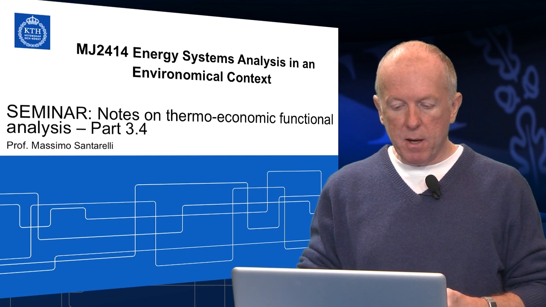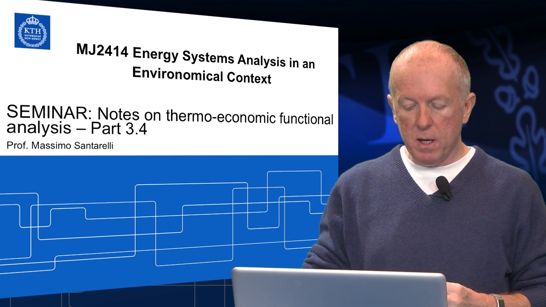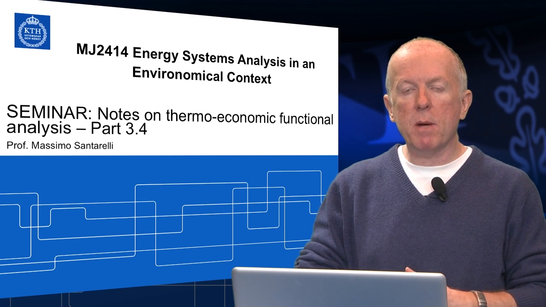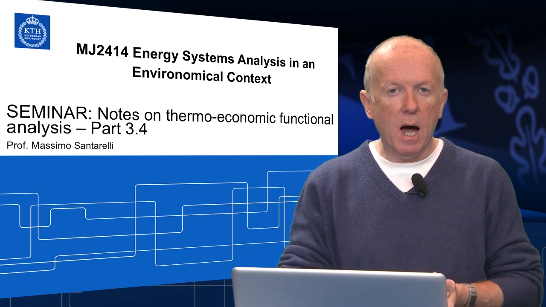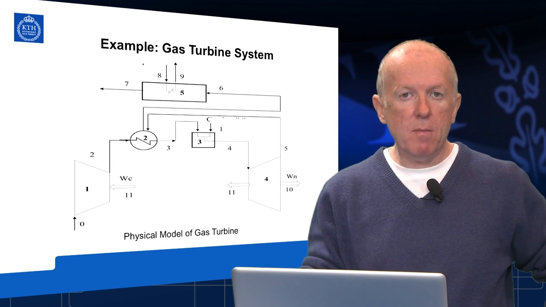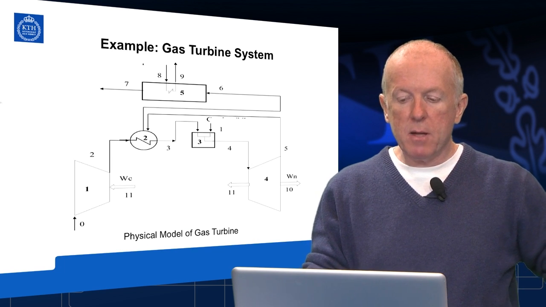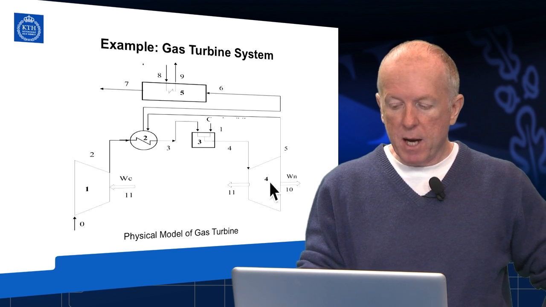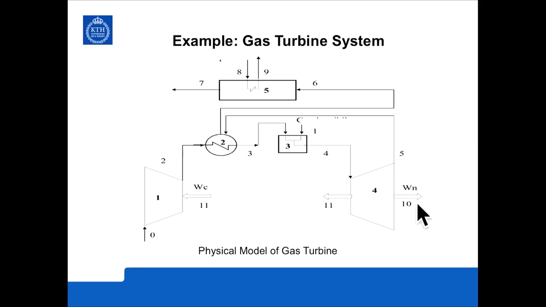So we start now part number 4, in which we make an example of thermoeconomic functional analysis applied to an example of energy system. The example is, as usual, the gas turbine system with production of net electric power 10, and recovery of heat in the form of production of steam in the heat recovery steam generator number 5. So the liquid water is transformed into steam.